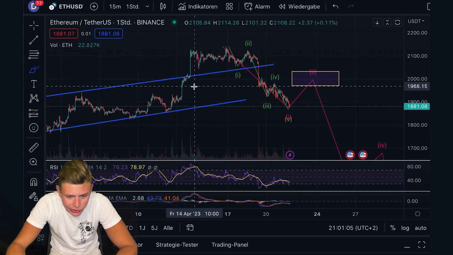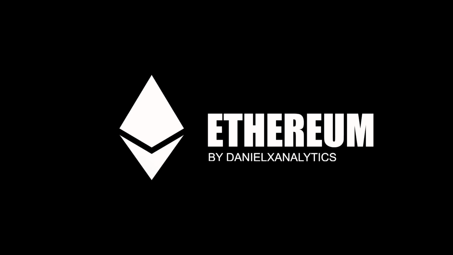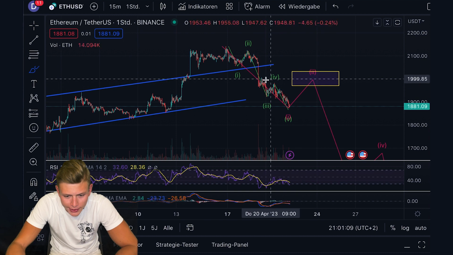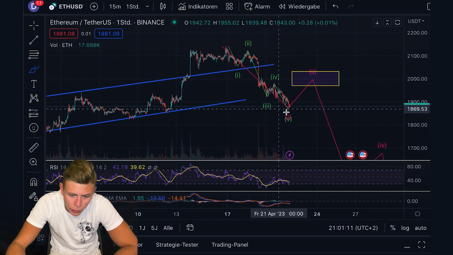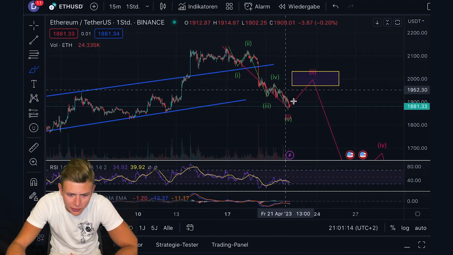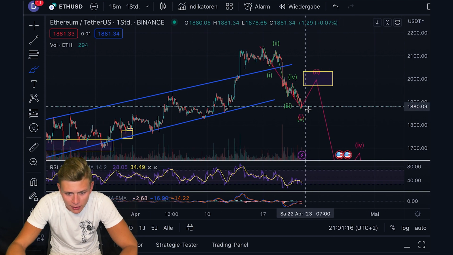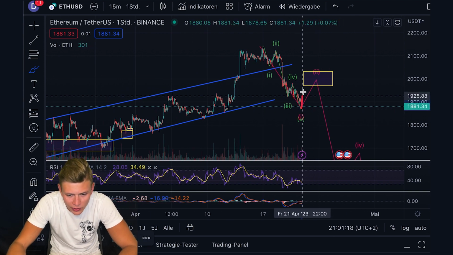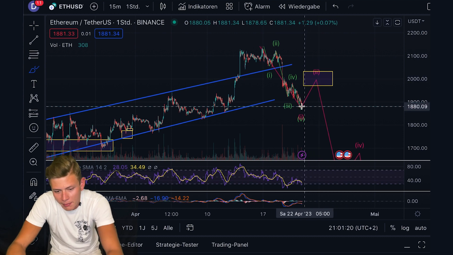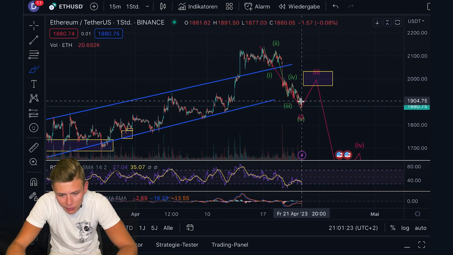And we're starting here straight on Ethereum, 1 hour time frame, and as expected in yesterday's video already, we moved lower in what in my opinion is a fifth wave of this first wave. And my expectation right now would be to move up from here correctively. Maybe we're making another lower low here on a minute time frame.